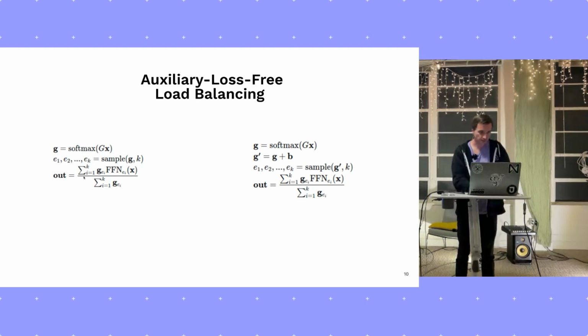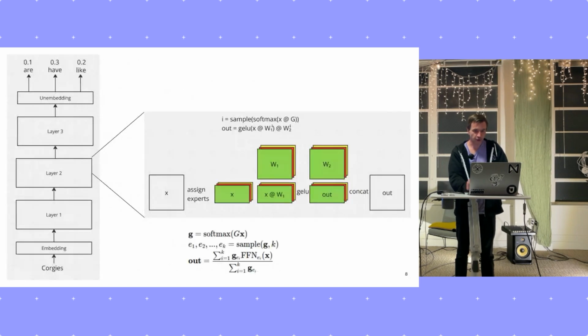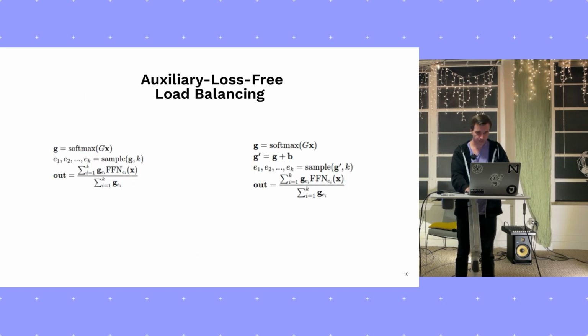And the way they do load balancing is they introduce a bias, right? So there's another learned vector called B, though B is not learned through gradient descent. Instead, you will notice here that G is used for two things. You use G to sample experts, and then you use G to multiply the output by the probabilities, right? So they compute now two G's, G and G prime, where G is what you will multiply the output by, and G prime is the probability, right? So they decouple them. And for the probability, they add the bias.